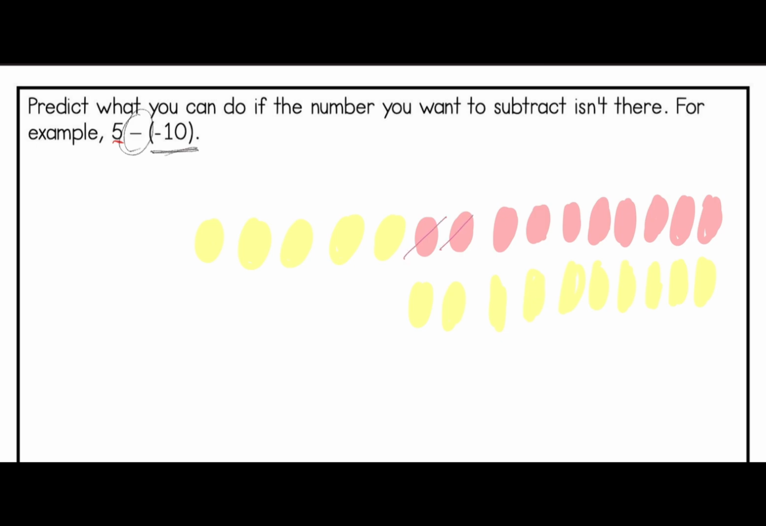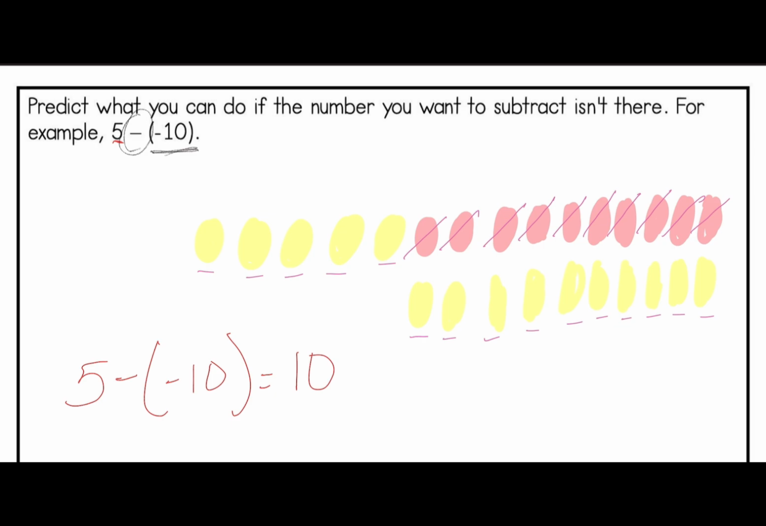So 1, 2, 3, 4, 5, 6, 7, 8, 9, 10. I took away my negative 10 and my answer is what I'm left with. I'm left with 1, 2, 3, 4, 5, 6, 7, 8, 9, 10, 11, 12, 13, 14, 15. I'm left with 15 positives. So that means that 5 minus negative 10 equals positive 10.